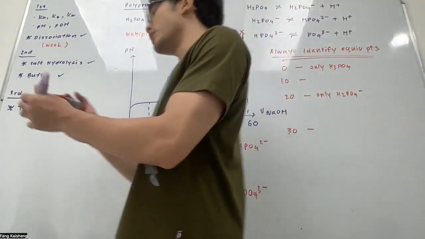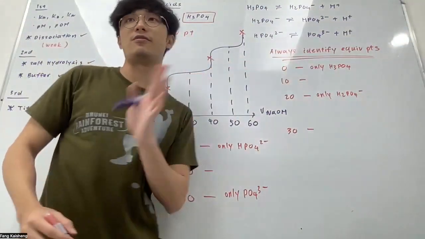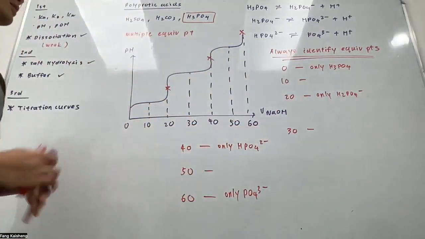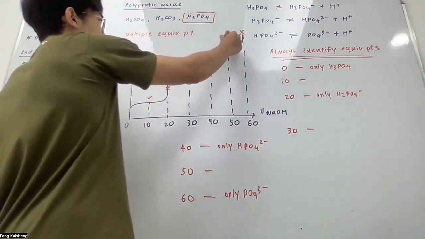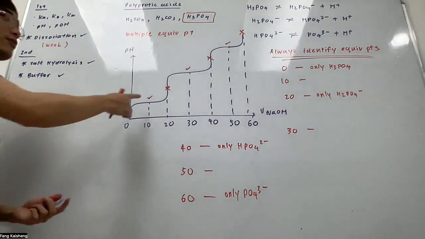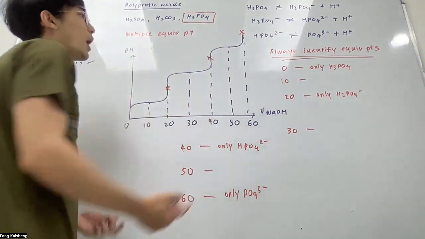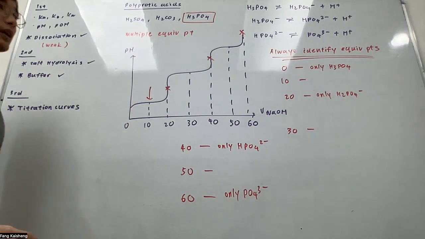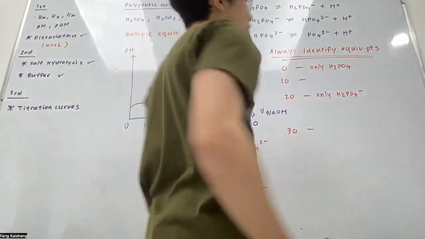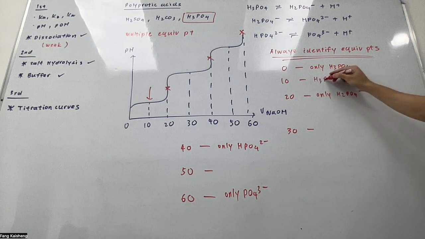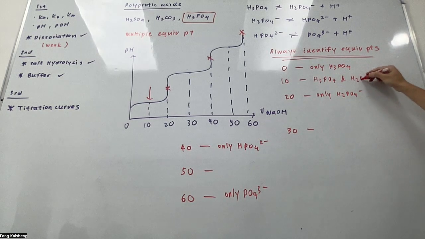Now, there's a reason why I always ask you to identify equivalence first. Because everything else in between, can someone tell me, 10, 30, 50, what are these regions? They're all buffer regions. So how many species must you have at 10 and 30? Yes, you have 2. What are the 2 though? At 10 cm cube, you can see it's sandwiched between 0 and 20. Those are the 2 species. So tell me: H3PO4 and H2PO4 minus.